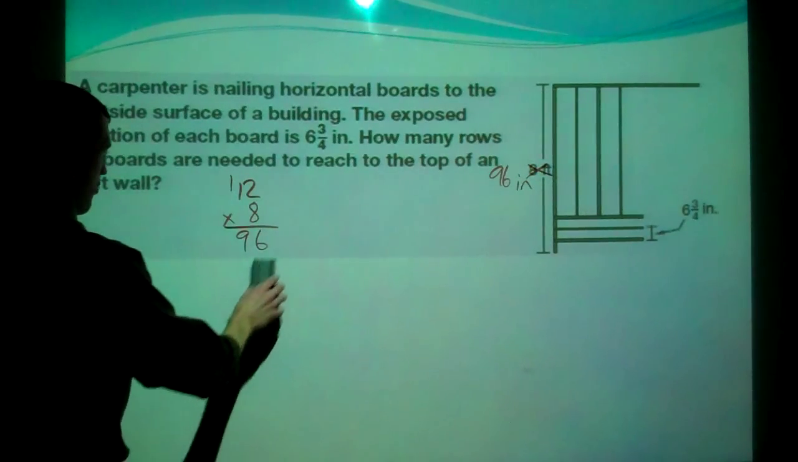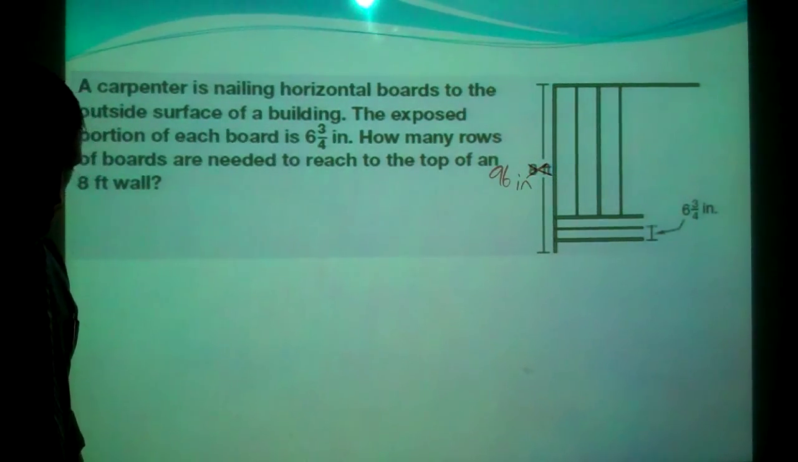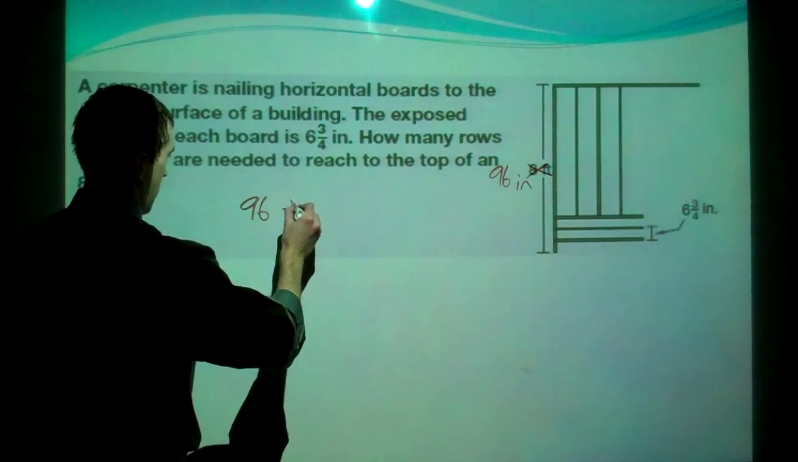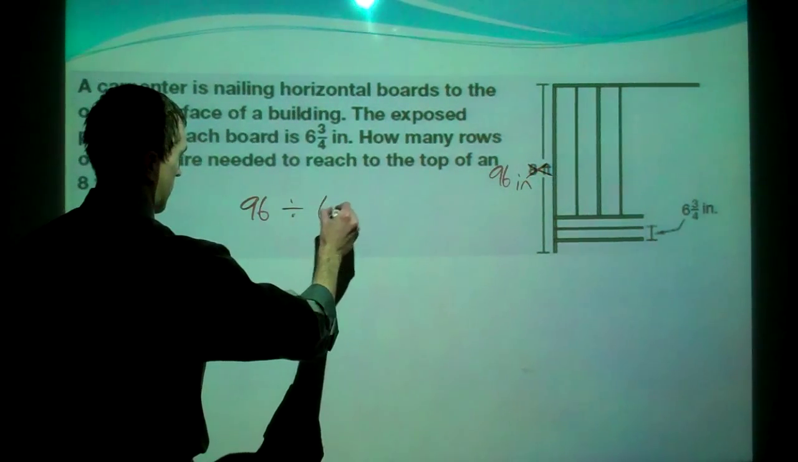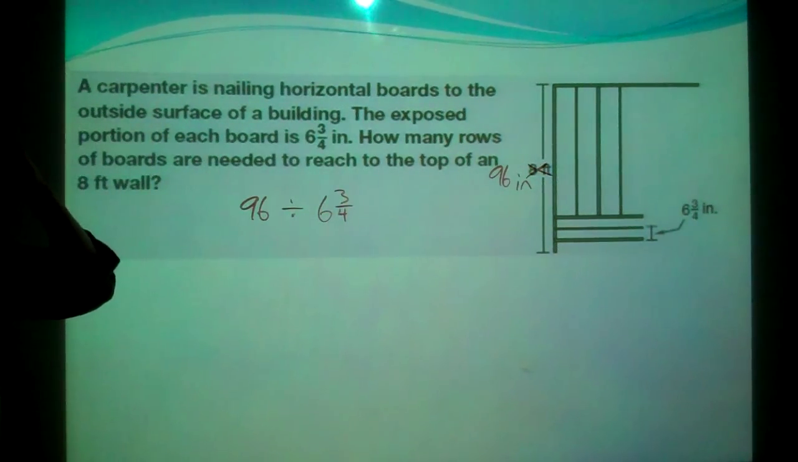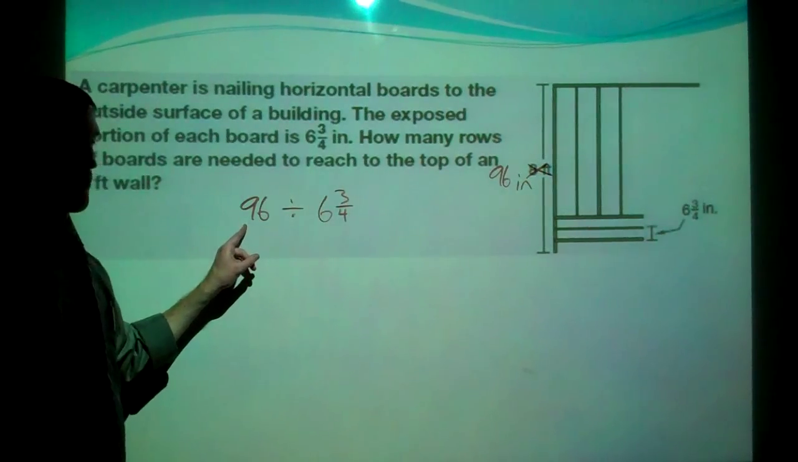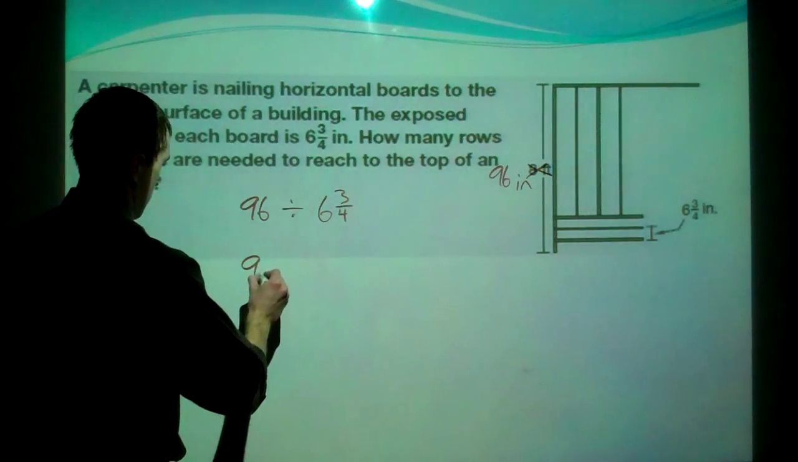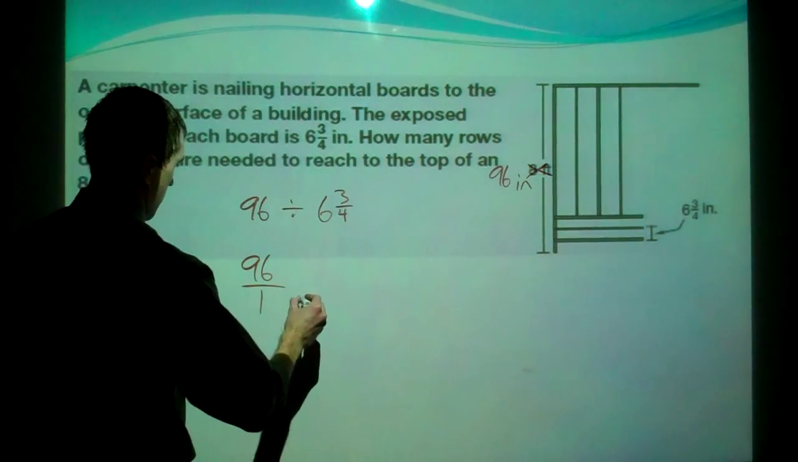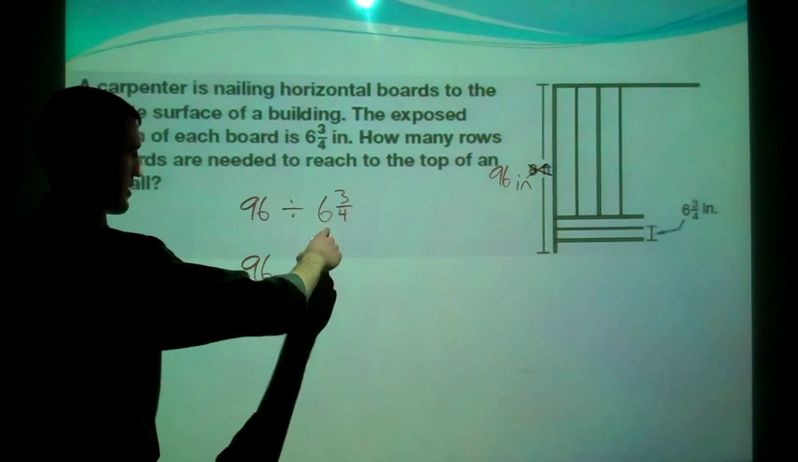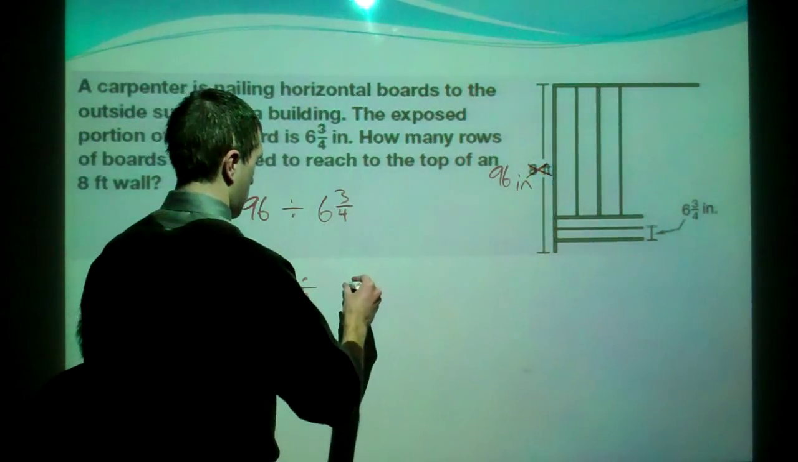Alright, now we can go through and figure this out. So 96 divided by 6 3/4. First thing we do, turn everything improper. To turn a whole number improper, we just put it over 1. So this is 96 over 1 divided by 4 times 6 is 24, plus 3 is 27.